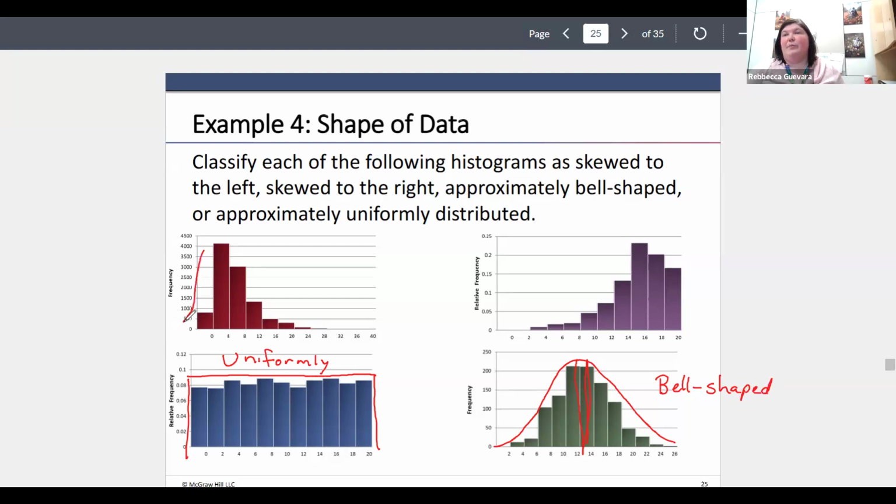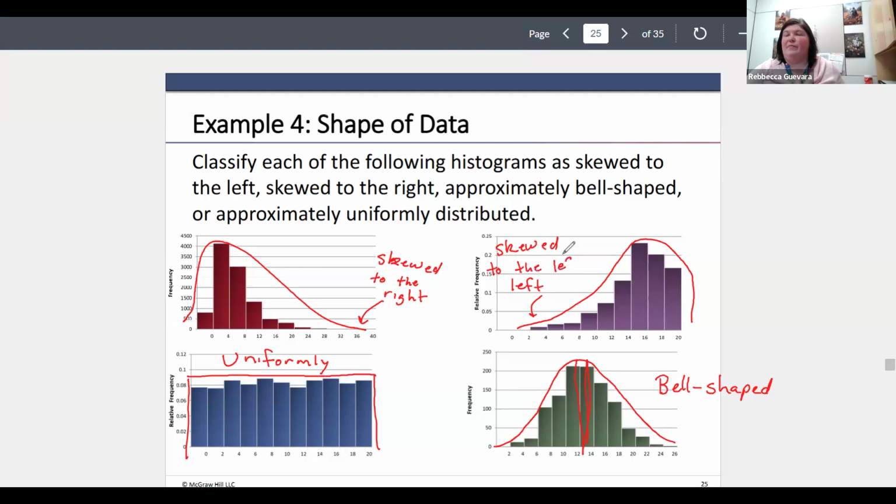And then these two, it might go up and then go down, but as you see, it's not very symmetric. It's very much pulled to one side or the other. Because my tail is here on the right, this is going to be skewed to the right. And this one has its tail to the left, so this one is going to be skewed to the left. I don't need to write that in there twice.